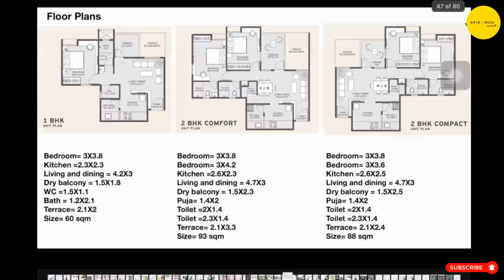These are the respective BHK plans. The main difference between the two BHK comfort and compact plan is just a minor difference in the bedrooms and terraces dimensions. The comfort one has a greater area as compared to the compact 2 BHK plan.